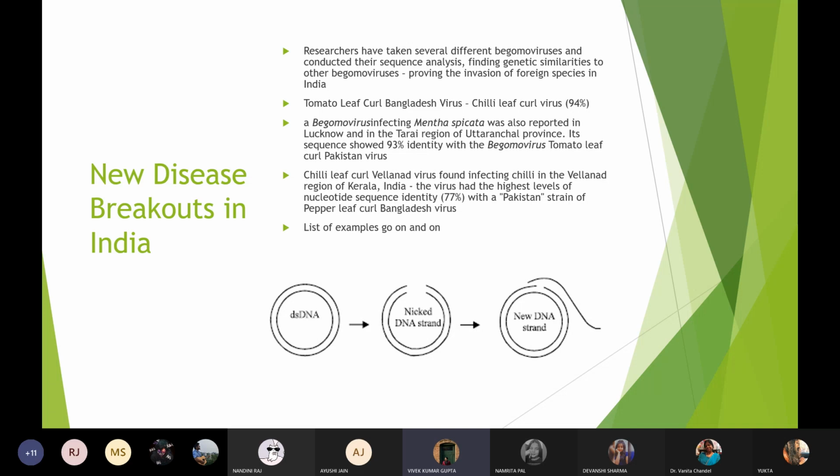And that's not it. There are several examples that we could talk about. There is an example of sun hemp, which is extensively cultivated in India, which was found infected by an Indian tomato leaf curl virus, and sequencing was done on that plant, and the identity was seen to be 92% with another virus found in Pakistan. So definitely we can see that a lot of new disease breakouts have been occurring majorly due to the invasion of foreign species in India. Next slide.